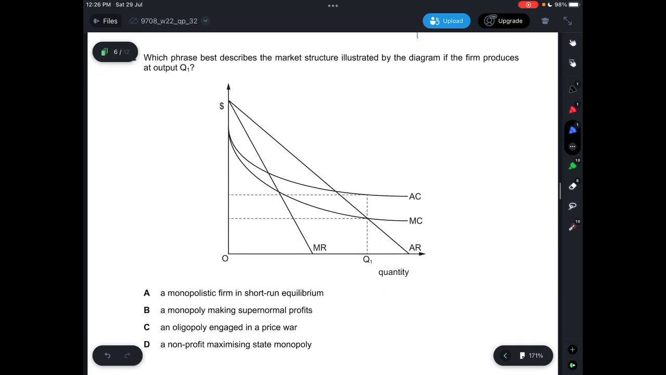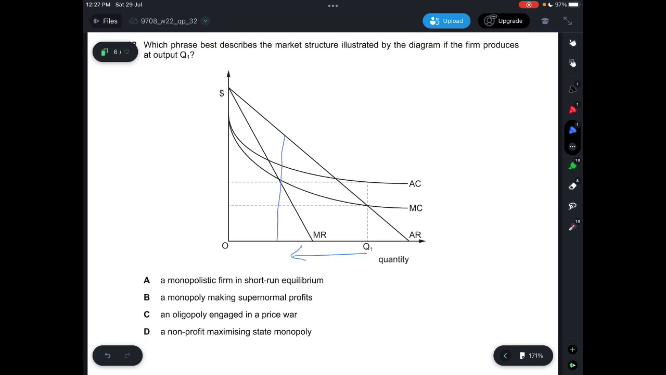Question 12, which phrase best describes the market structure illustrated by the diagram if the firm produces at output Q1? So you can see that MC touches AR and the maximum point is at AC. So this one would be a monopoly firm. So in this case, anything that says super normal profits and oligopoly would be incorrect. And then monopolistic firm in the short run at equilibrium is incorrect because the monopolistic firm would want to make super normal profits, producing at a point where MC equals MR, but in this case, no.